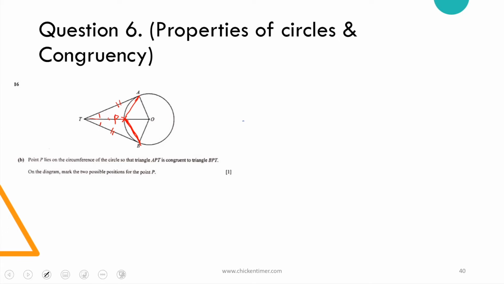Then the second option could be here, where's P, then you draw. Then same goes, you will have the same side, same length, then you have the same angle. And then there will be one common side down here that is also the same.